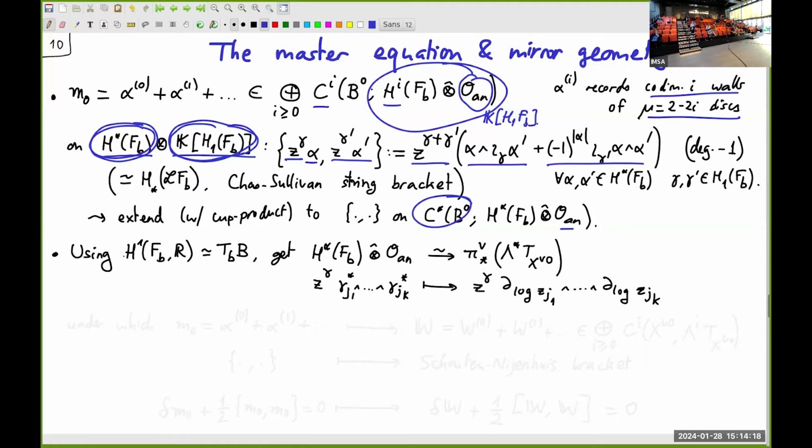So how do we pass this to the mirror? The observation is H1 of the fiber is the same thing as the tangent space to the base. That's a basic property of Lagrangian torus fibrations: the normal bundle to a torus is canonically isomorphic to its cotangent, and constant sections of the cotangent on a torus are H1 classes. So what that means is the cohomology of the fiber I can think of as an exterior algebra modeled on the tangent of a base B.